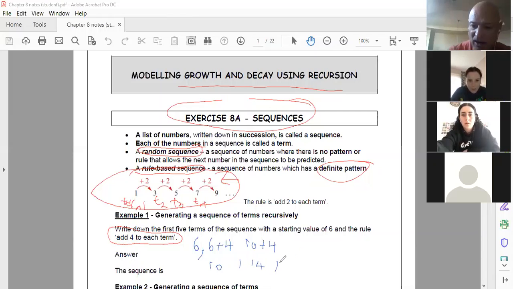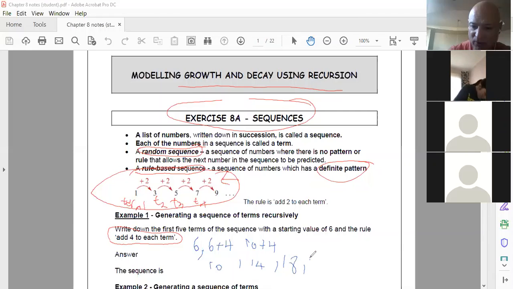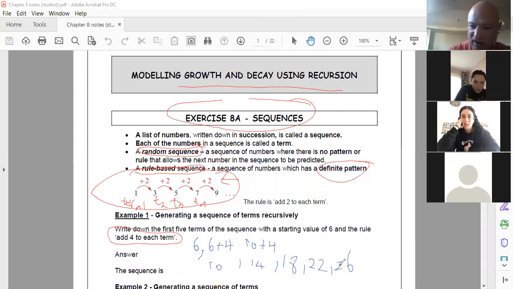I can do the other ones. I don't need to keep writing 14 plus 4 now. I know I'm going to get 18. 18 plus 4 I know is going to give me 22. 22 plus 4 I know is going to give me 26. So I can keep going. They only want me to write the first 5 terms, so I don't need to go past the first 5. So really, it's the 6, that's the first one they give us. The 10, the 14, the 18, 22, that's 4, and 26. If I wanted to do more, we could write more. Add another 4 to the 26, we get our 30. And then 34, 38, etc. Any questions with example 1?